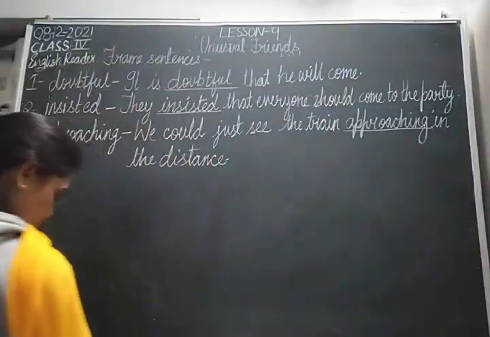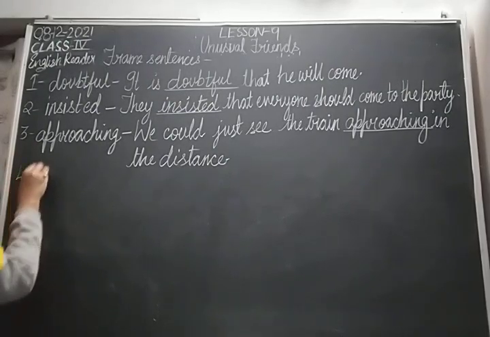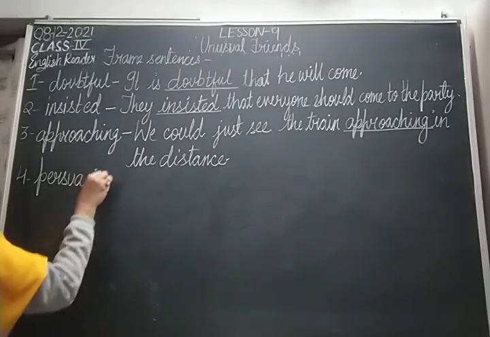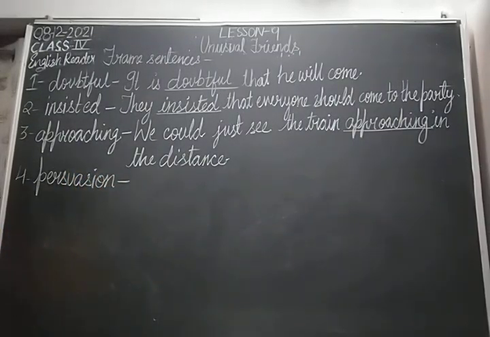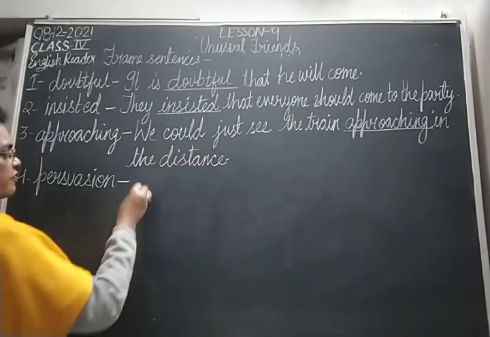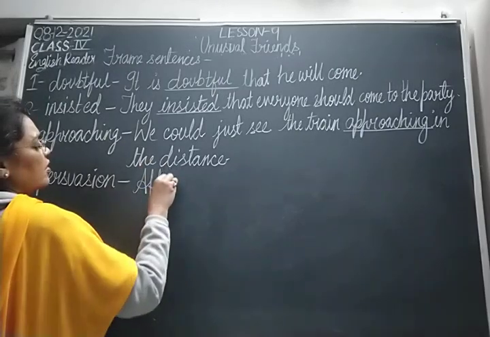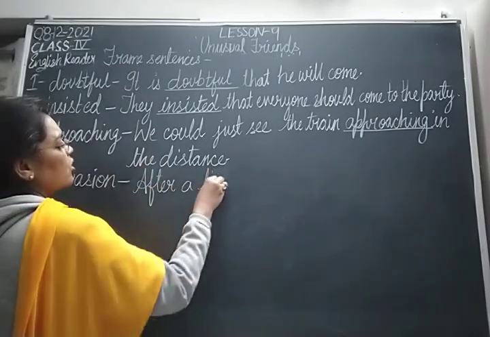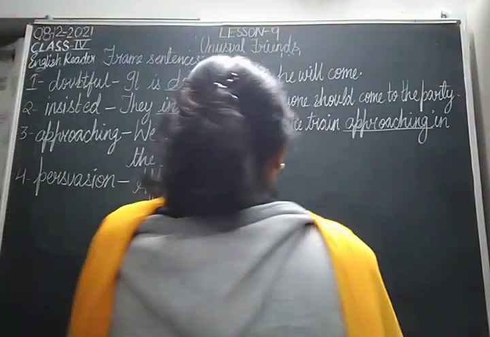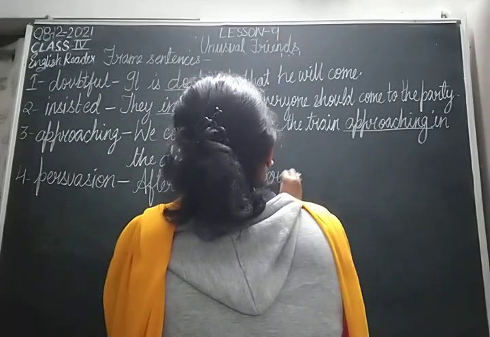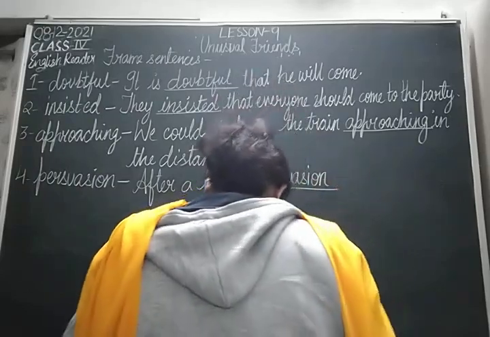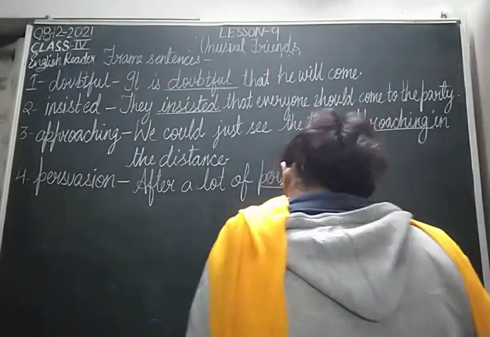Now the fourth one. Persuasion. Jor dena. So, okay. After a lot of persuasion, the guard agreed to let us in.